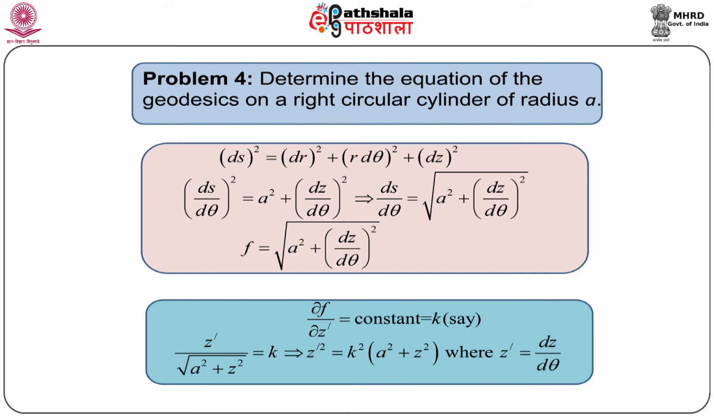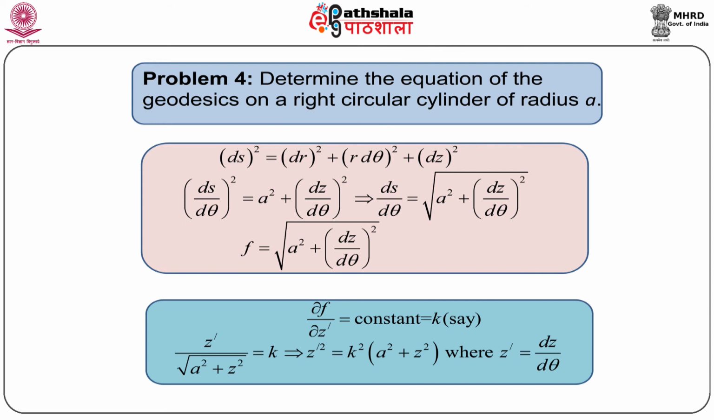Please note that since the radius is given by small r equal to a, dr vanishes, thus we get this result. Taking square root, we get this one. We have this result. This is the functional. Please note that this is independent of z.